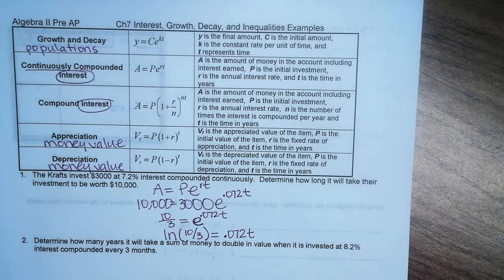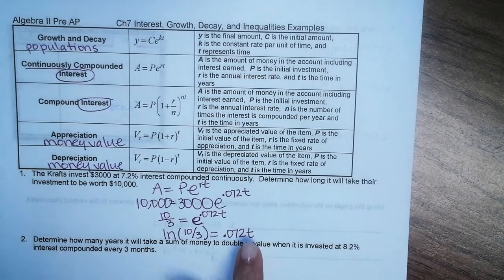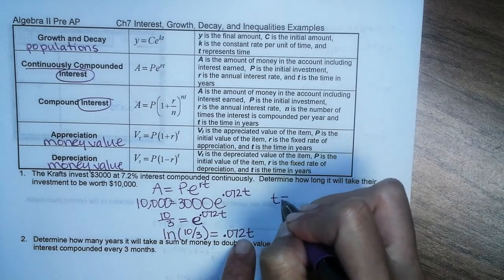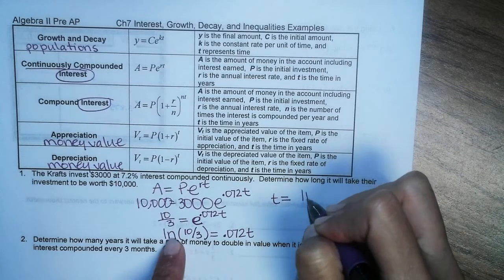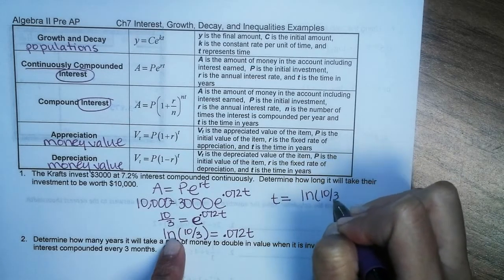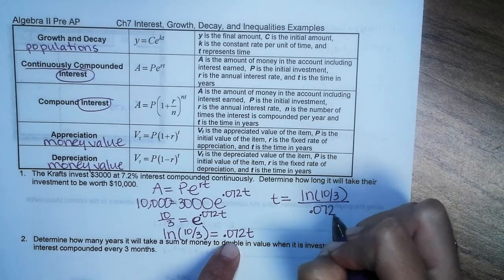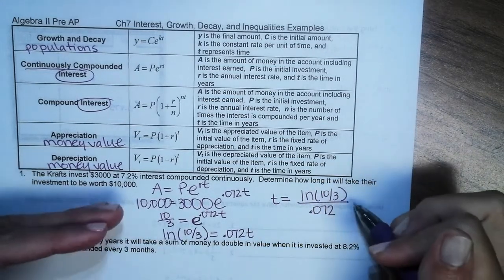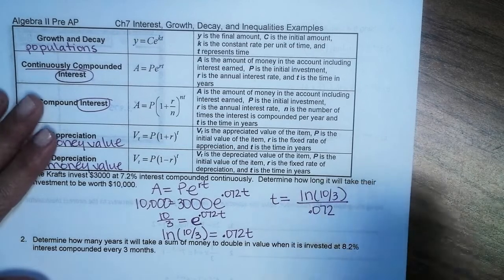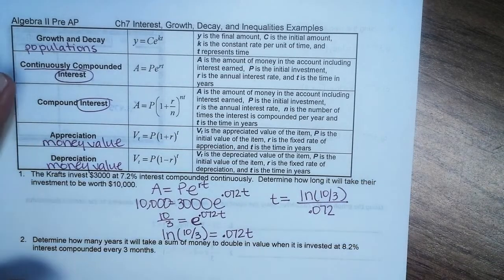And finally, the last thing we need to do to solve for t is just divide both sides by 0.072. So I'm going to have t equals natural log of 10/3 divided by 0.072. Notice how I showed my work. You have to show your work on the quiz or you just won't get any credit.